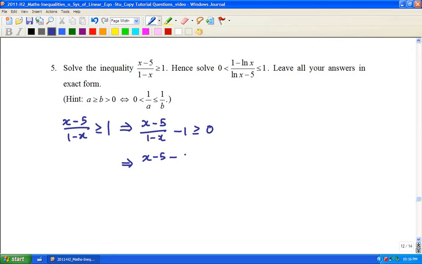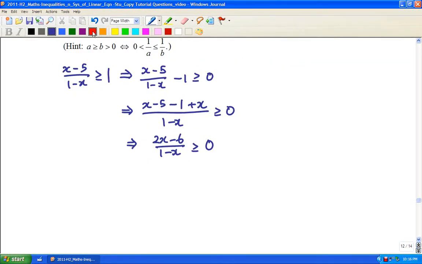(x minus 5 subtract away 1 plus x) divided by (1 minus x) is greater or equal to 0, and this will simplify to (2x minus 6) divided by (1 minus x) is greater or equal to 0. Again, now we have an algebraic fraction, so determine which values of x we need to exclude. In this case x cannot be 1, following from which we multiply both sides by a suitable positive expression. So we will have (2x minus 6) over (1 minus x) times the square of (1 minus x).